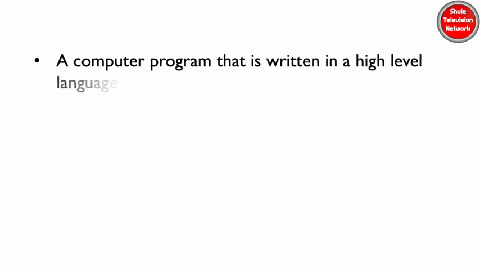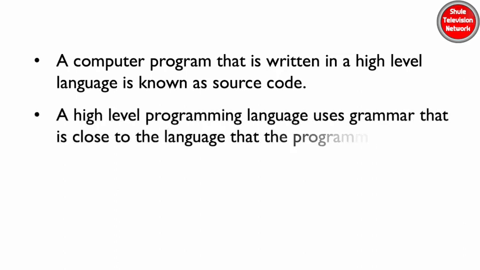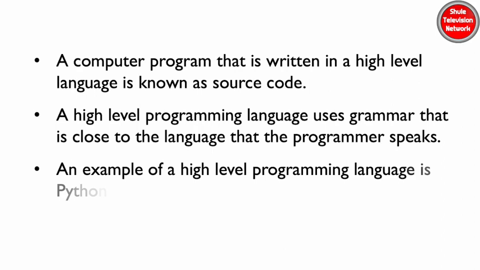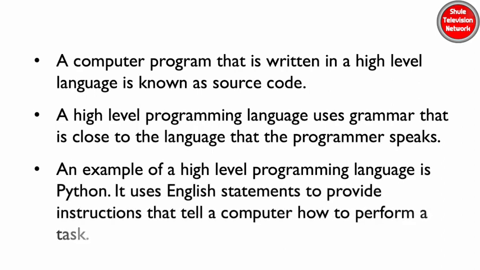A computer program that is written in a high-level language is known as source code. A high-level programming language is written in grammar that is close to the language that the programmer speaks. An example of a high-level programming language is Python. It uses English statements to provide instructions that tell a computer how to perform a task.